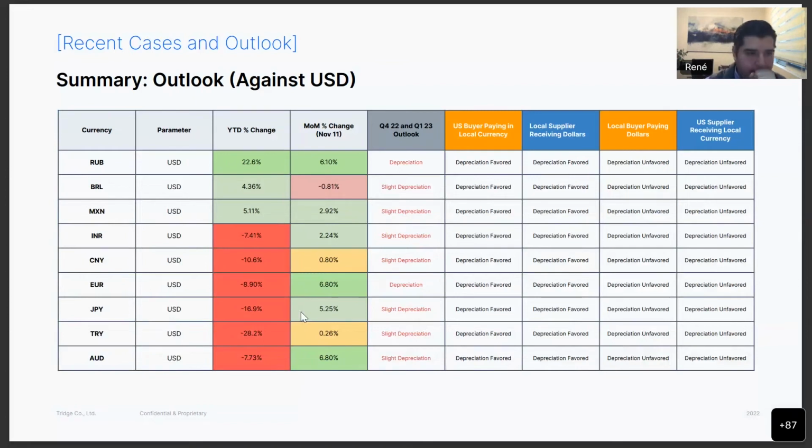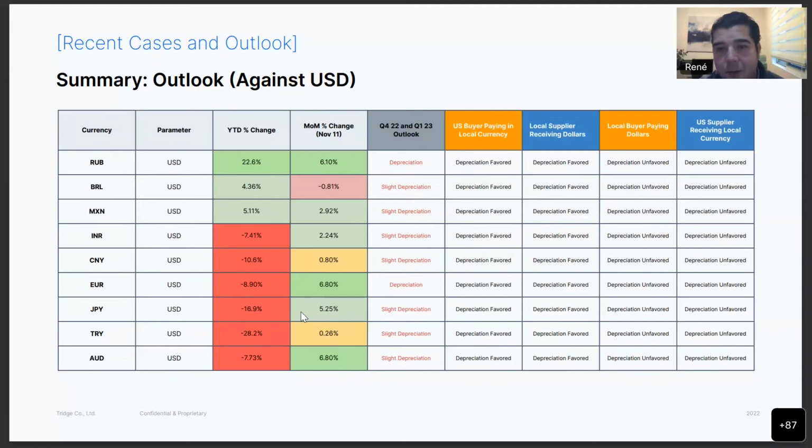Okay, sorry. Now let's look at a wider set of currencies, all set against first the US dollar, okay? So as you can see in the third column, year to date, only the Russian ruble, the Brazilian real, and the Mexican peso have appreciated against the US dollar, okay? Most other currencies have depreciated. The good news for importers in those countries is that the US dollar has mostly weakened so far in November, okay? But it's too soon to call for a trend reversal.